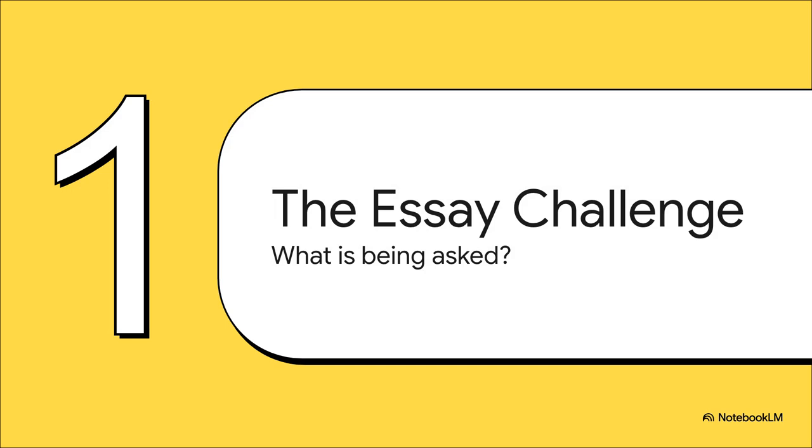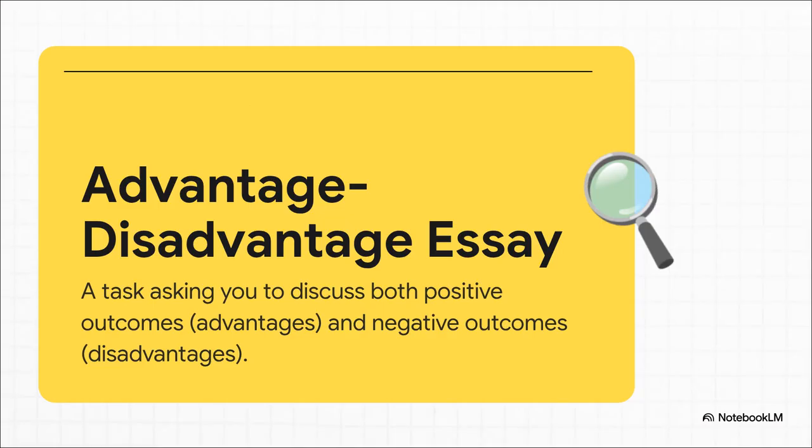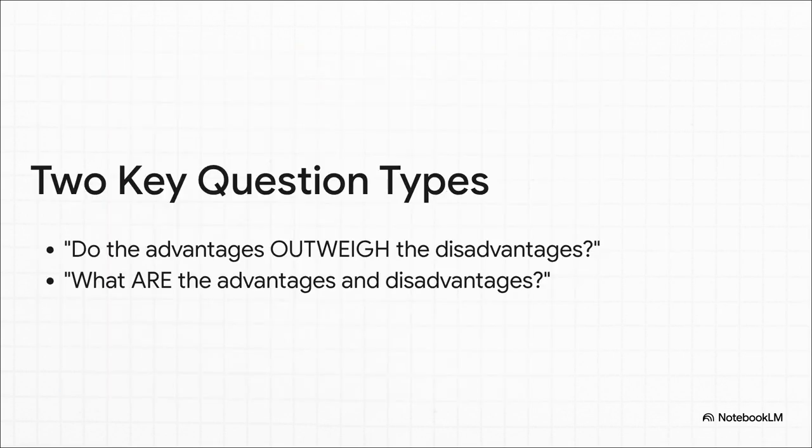So, first things first, before we can build the perfect essay, we have to really understand the challenge. I mean, what is the examiner actually looking for when they give you this kind of question? Because getting this right, well, that's the foundation for everything else. On the surface, the task seems pretty simple, right? Just look at an issue from two sides, the good stuff and the bad stuff. But the real key to a high score isn't just listing them out. It's all in how the question asks you to discuss them. And this, right here, is a super important distinction that trips up so many people.